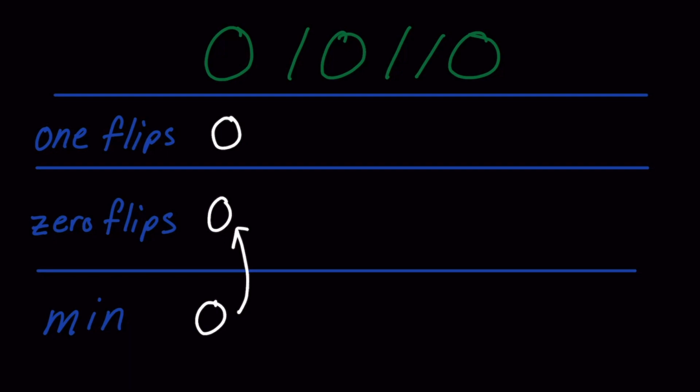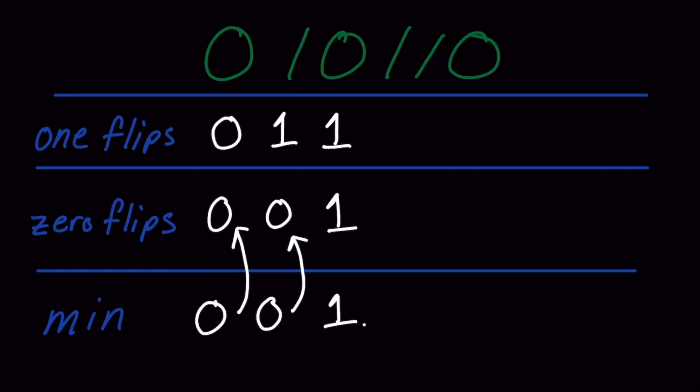The next value in our sequence is 1. So 1 flips increments to 1, 0 flips stays at 0. The minimum of those two values is 0, so we keep that in 0 flips. We then next see a 0, so 1 flips remains at 1, 0 flips increments to 1, and the minimum of 0 flips and 1 flips here is 1, so everything stays the same.